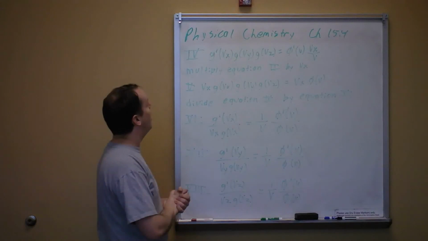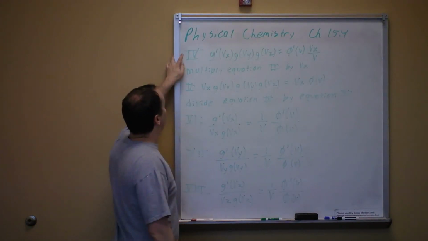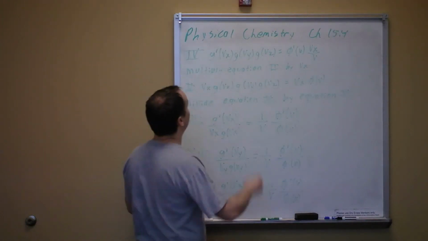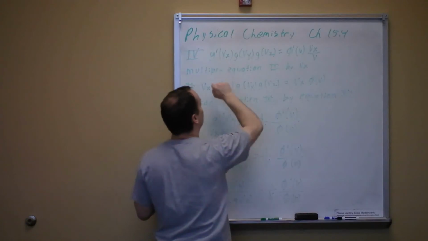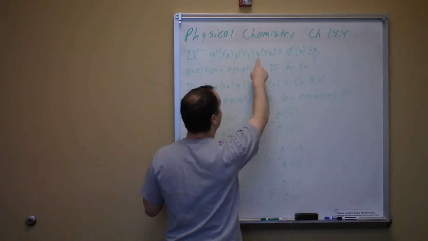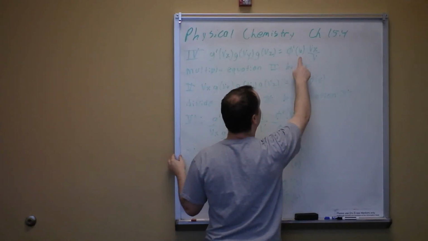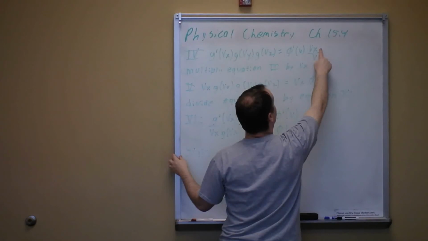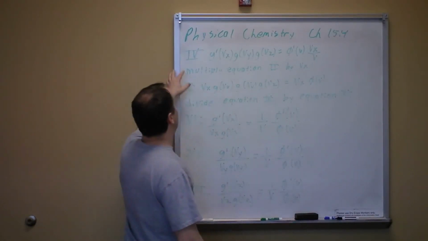Alright, continuing to try to derive the Maxwell relation. So now we have equation 4 for future reference. So we have g prime of v of x, this is the x component of velocity, times g of the y component of velocity, times g of the z component of velocity, is equal to phi prime of speed times the x component of velocity divided by the total speed.